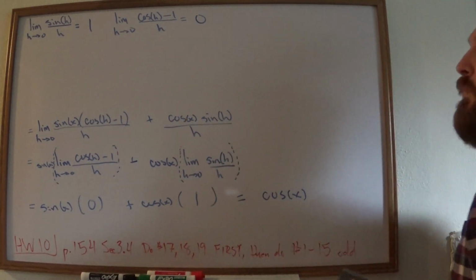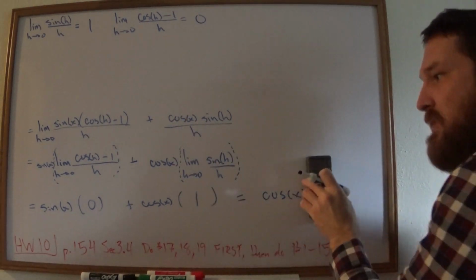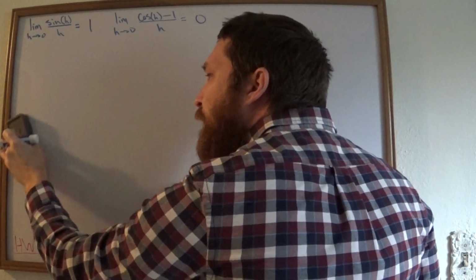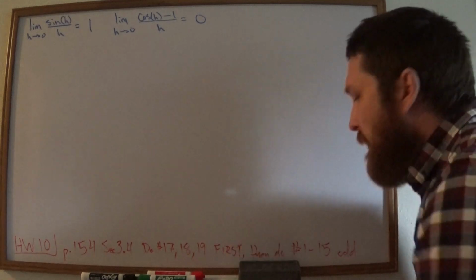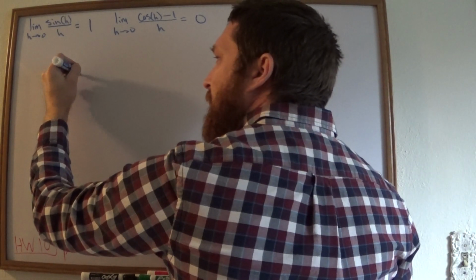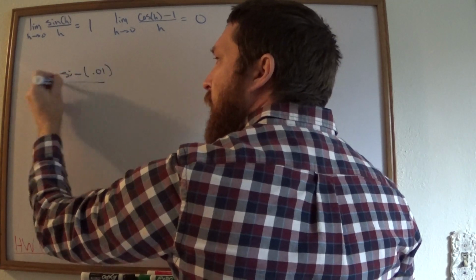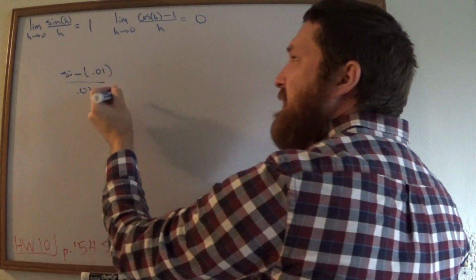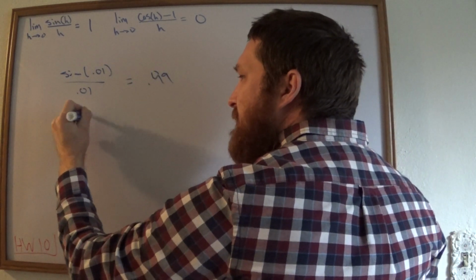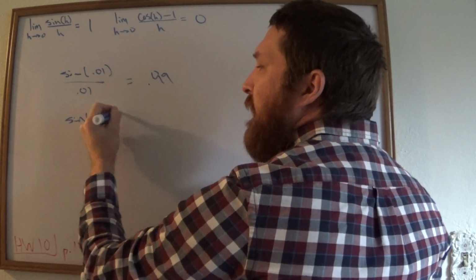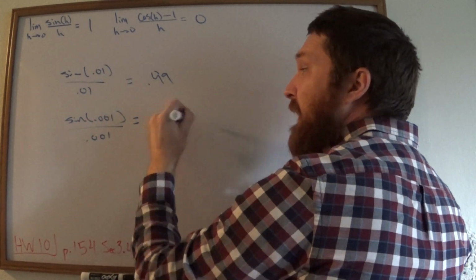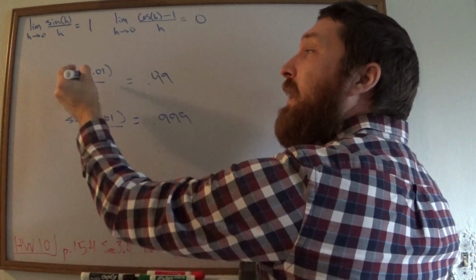Okay, I'm curious. Is this what you guys got for these? How did you figure that out? I plugged in numbers, right? So you could just plug in like sine of 0.01 over 0.01 and you see that it's like 0.99 something. You plug in sine 0.001 over 0.001 and you get like 0.999. Also graph. Okay, yeah, good.